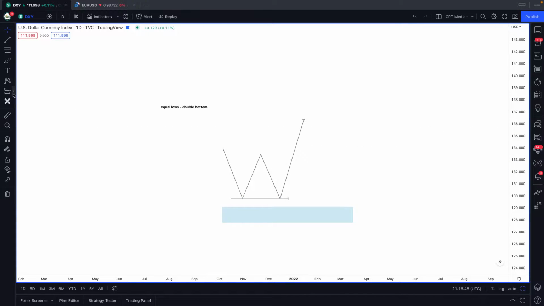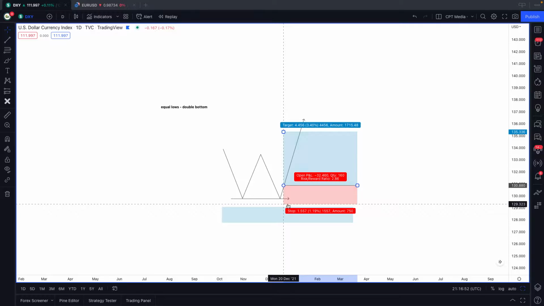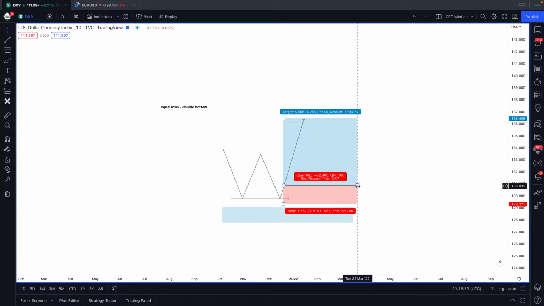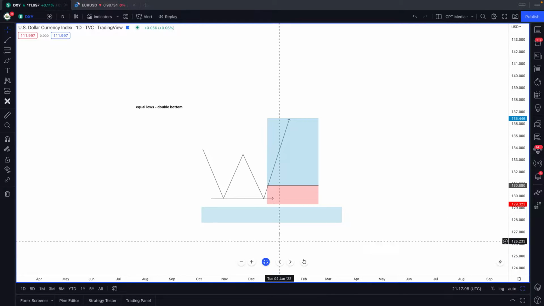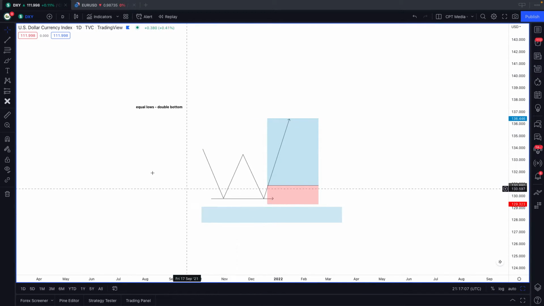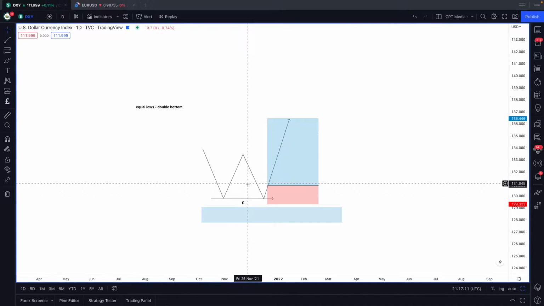So ideally, what they'd look to do is buy once you see a reaction from the retest zone, with a stop loss just below the lows and a target wherever that is. And that's exactly how a double bottom in theory works, right? Now what I refer to this as is equal lows, mainly because this is what we refer to as liquidity.